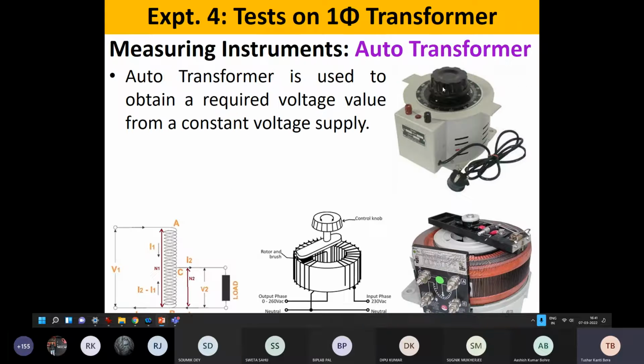This is the variac internal connection. It is an instrument which is used for varying the voltage. So if we give 220 volt here, we can get a voltage here from 0 to 230 or 220 volt.